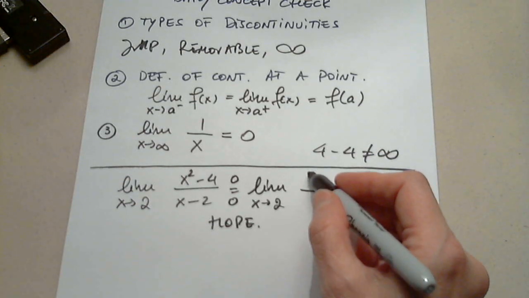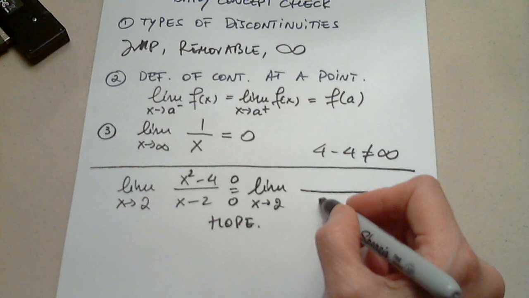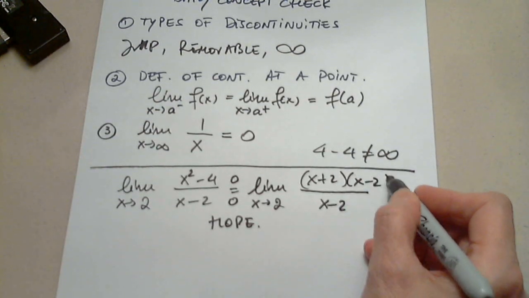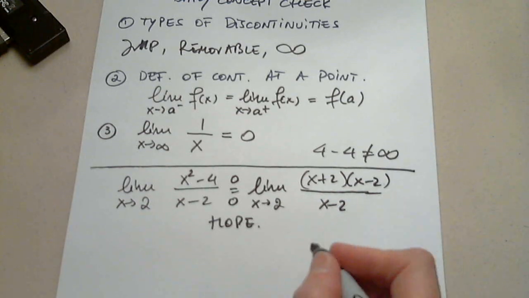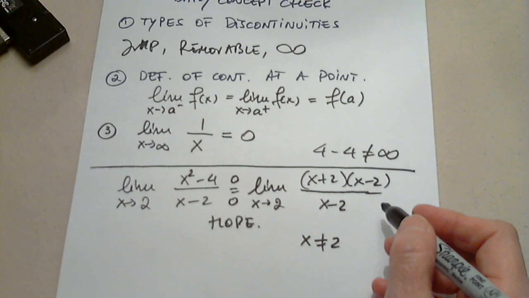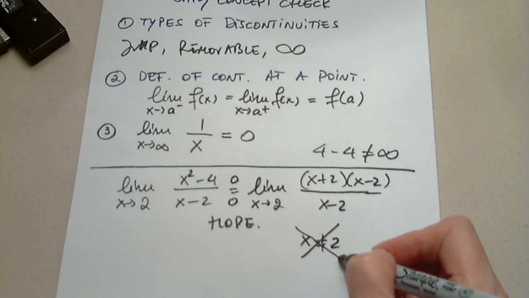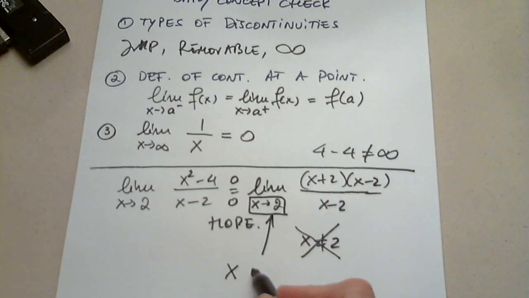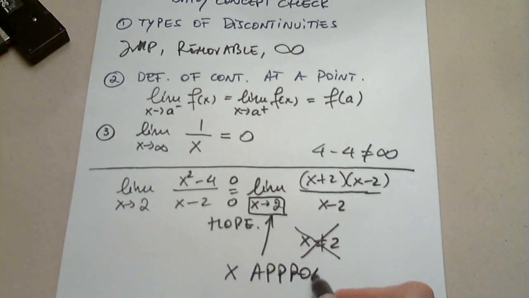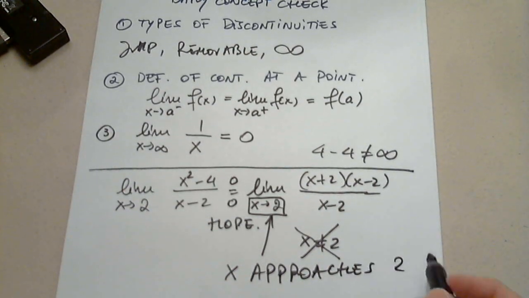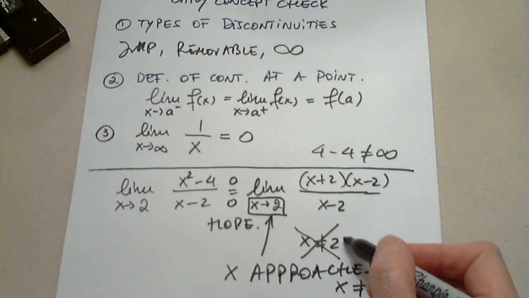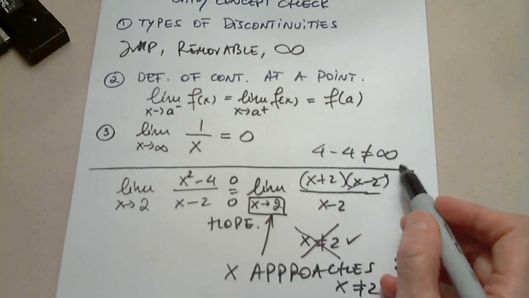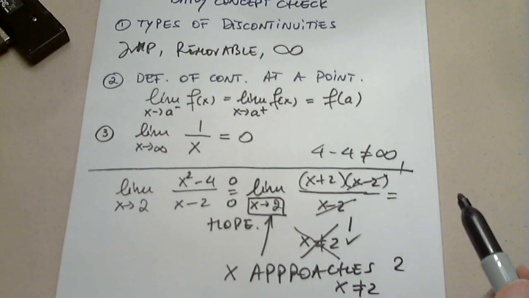Difference of squares for x squared minus 4. Very good. How do I do that? X plus 2, x minus 2. Excellent. And remember, we always have to write x not equal to before I simplify. There is no need to write it now because this says x approaches 2. X does not equal 2, so it's redundant to write it again. This is already fulfilled.